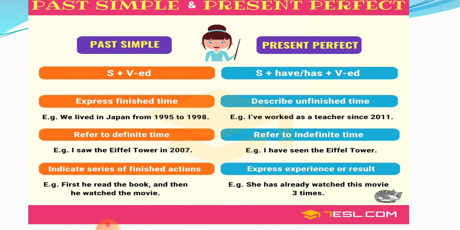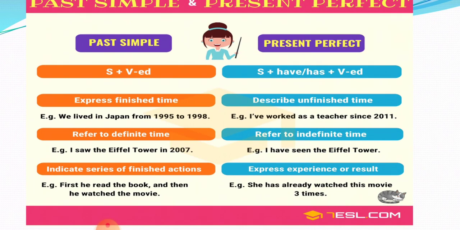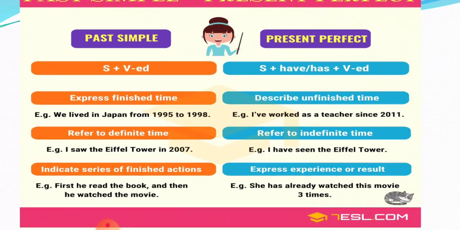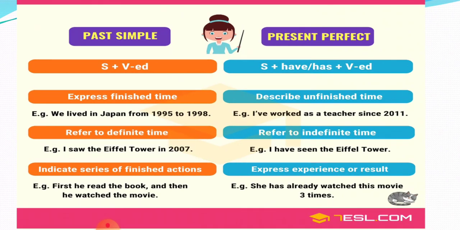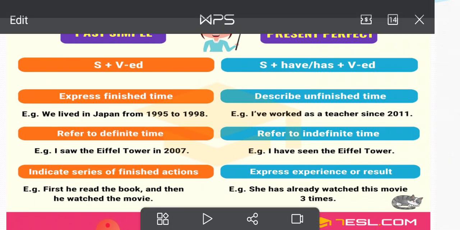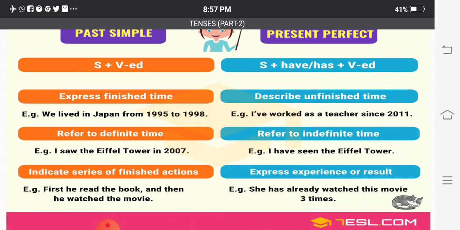Next point, simple past refers to definite time. Example, I saw the Eiffel Tower in 2007. And here, present perfect refers to indefinite time. I have seen the Eiffel Tower. This is a very, very important reference. I am telling you, remember, if any particular time, year, or day is mentioned in the past happening, then you can use simple past. But if no specific time is referred to, then you have to use present perfect.